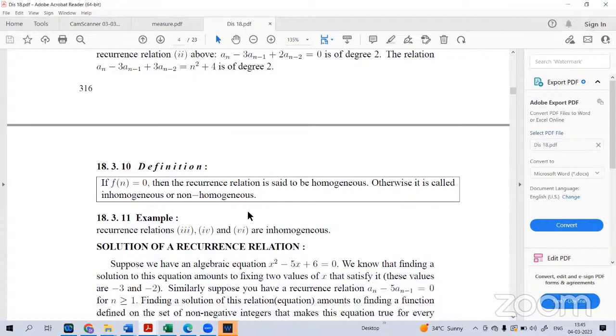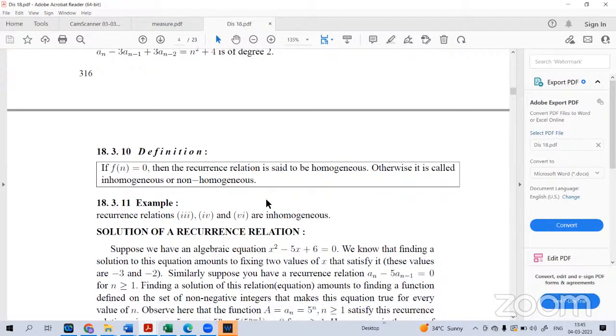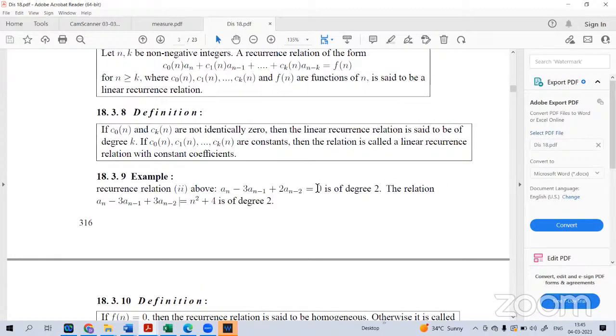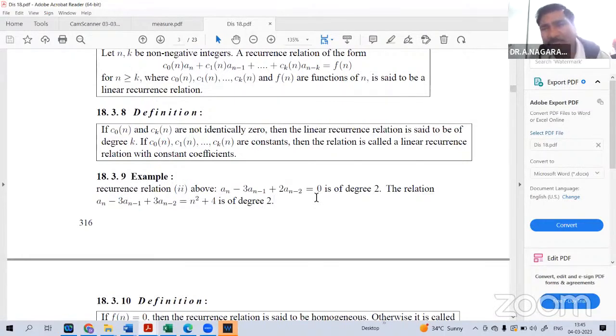Thank you. Now sir, in 18.3.9, the second one, a_n - 3a_{n-1} plus 2 of a, there are 3 terms, no sir? Then how can we know that? Yeah, okay, which one do you want to expect? You will expect the future term.